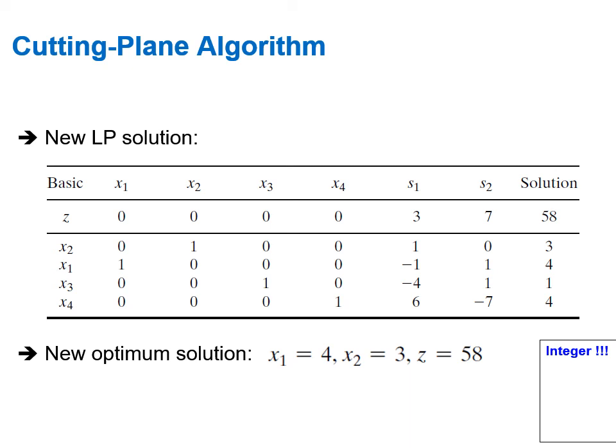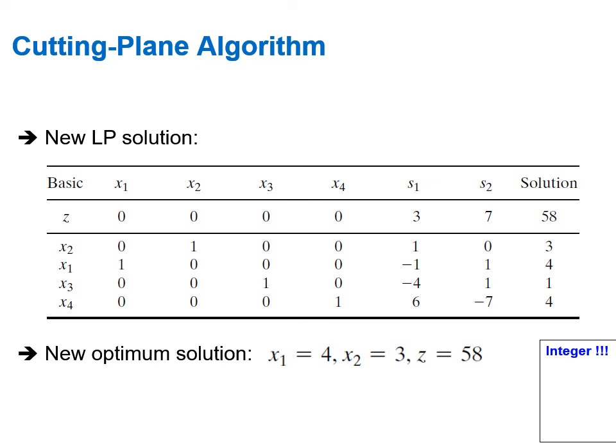So after adding this second cut and making this dual simplex iteration, after making these elementary row operations, we see that all right-hand side values are positive. It means that we found the optimum solution for the LP relaxation. And what is that solution? Let's see. X1 is equal to 4. X2 is equal to 3. So remember, in our original model, we have only X1 and X2. X3 and X4 were the slack variables.